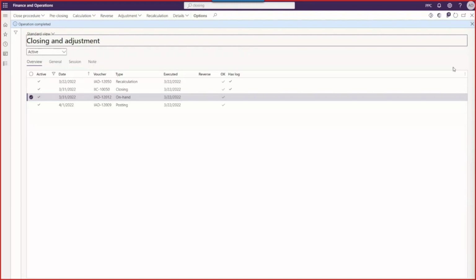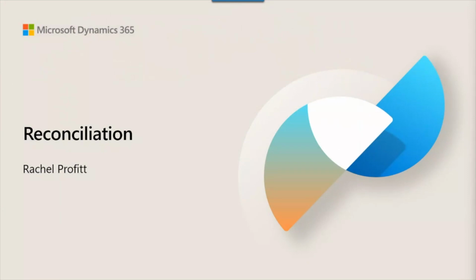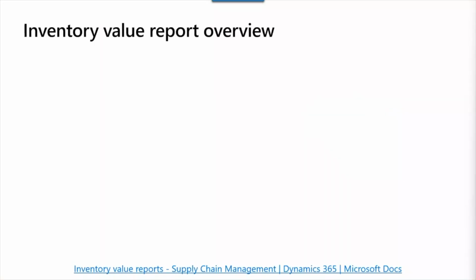The final step in your inventory close process is to reconcile your inventory subledger to the general ledger. There are a variety of reports available in Dynamics 365 to help assist with this process. So let's review those now. The first report we will review is the inventory value report.